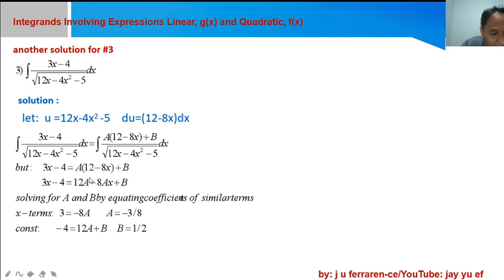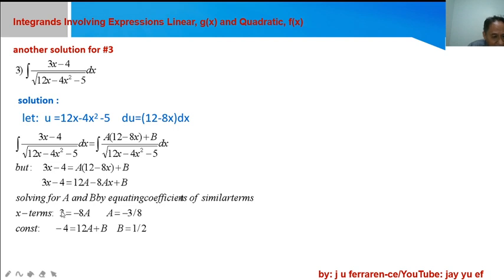I can distribute: 12A minus 8A times x, plus B. So, solving for A and B by equating coefficients of similar terms, like x terms, no? Correct? So, our x term here is this one. The x term has 3 at the left. Correct? The x term where the coefficient is 3 at the left side, which is that one.